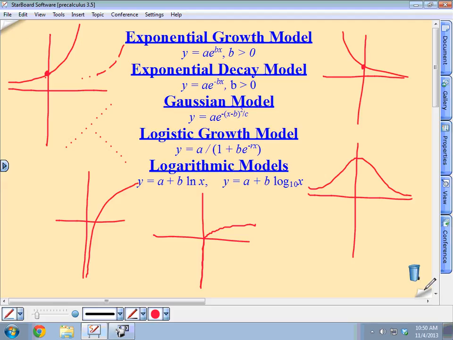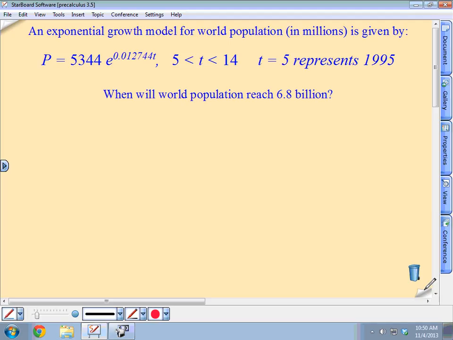For example, an exponential growth model for world population in millions is given by P for population equals 5344 e to the 0.012744 t, where t represents years and t equals 5. We're doing this between 5 and 14. It tells you that t equals 5 represents 1995. So you have 1995 to 2004, I guess, is your years here where this model is applicable.